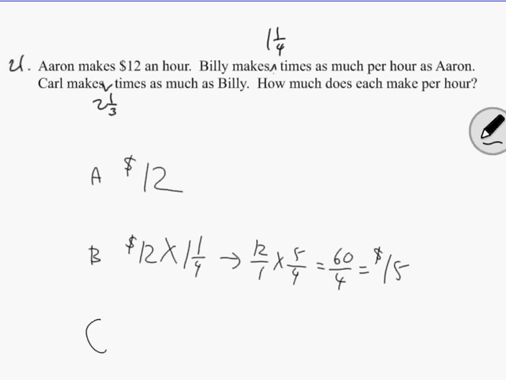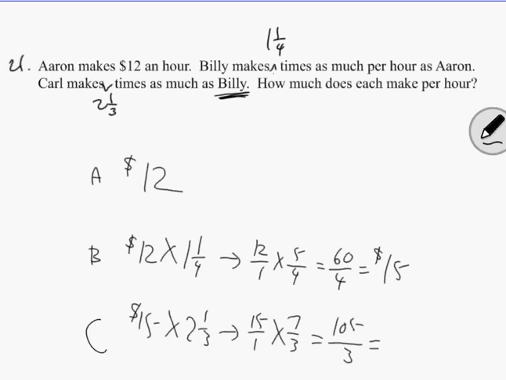Now Carl makes 2 1/3 times as much as Billy, not Aaron, but Billy. So if Billy makes $15, I set it up like that to start, or 15 over 1 multiplied by 7/3, which is what 2 1/3 is as an improper fraction. Multiply my numerators, I get 105 over 3, which works out to be exactly $35, right? In lowest terms, it's 35 over 1, because both can be divided by 3. So your answer is Aaron makes 12, Billy makes 15, and Carl makes $35 an hour.